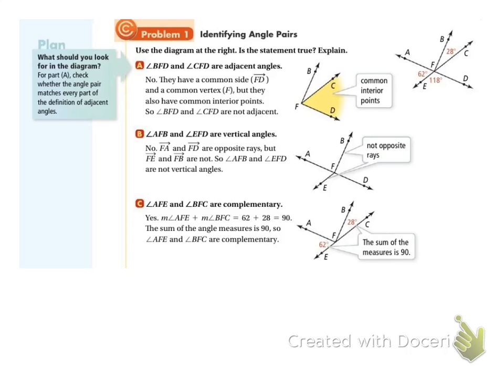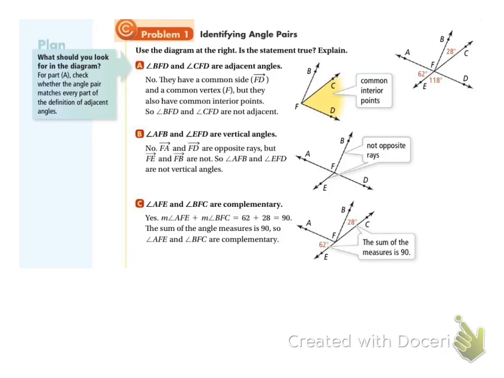Okay, so if we look at this picture up on the right and look at the angles they're talking about, they want to know, are angle BFD and angle CFD adjacent angles? While they share that side, FD, they are not adjacent because they're overlapping. They're not just next to each other, they're overlapping. So no, they are not adjacent angles.